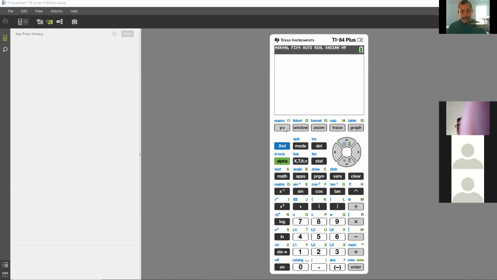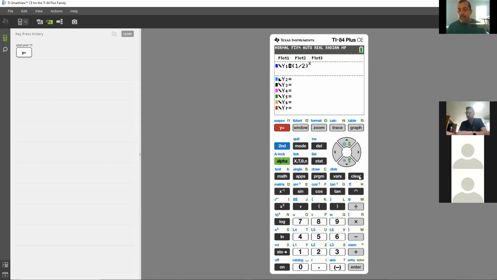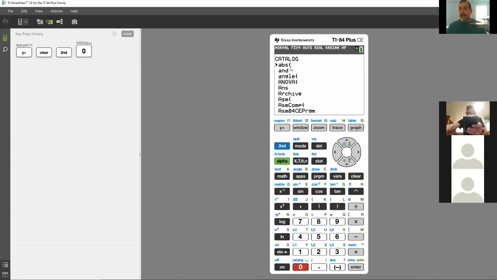So I'm going to go to y equals. So to get absolute value, there's 2 ways. I can hit the second and the 0 to get the absolute value. So you can hit second, 0. Absolute value is the very first thing. So you would hit enter. So I'm going to delete that.